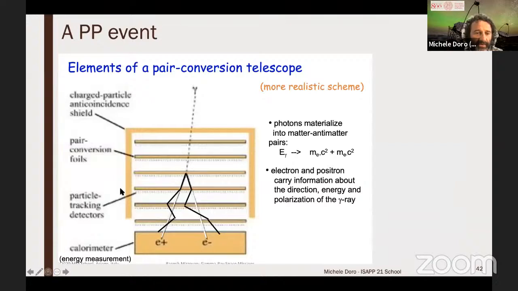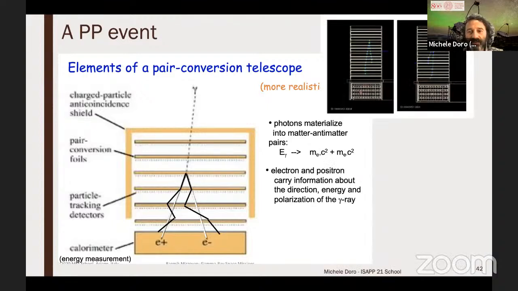Now, the technique is always the same, but let's try to see a real event. So you have this instrument with an anti-coincidence shield. You have the pair conversion foil. So here is where you have the pair conversion. Then the electron and positron, when they encounter material, are a little bit deflected. But anyhow, you can reconstruct from the two, say, lines, the direction of the gamma ray. And then on the calorimeter, you have the energy deposition. So, you know, if you want to have a good angular resolution, you need to have here a good tracker, for example.